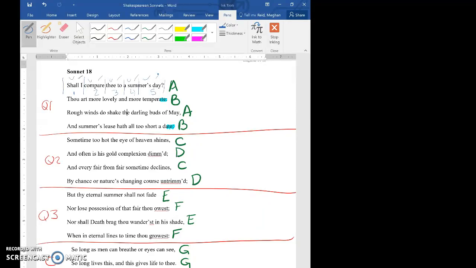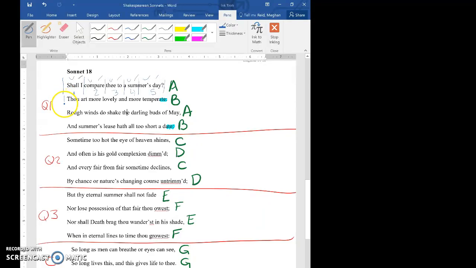So let's take a look at the next line here. Thou art more lovely and more temperate. There we go. We've got our 10 syllables. So now we have to break those 10 syllables down into our 5 pairs.